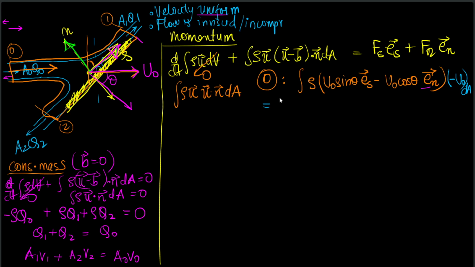So this becomes integral rho u naught sine theta e_s minus u naught cos theta e_n, and this integral we can take away because the velocity is uniform across the cross section. So this minus sign, we write it over here, this becomes u0 A0.